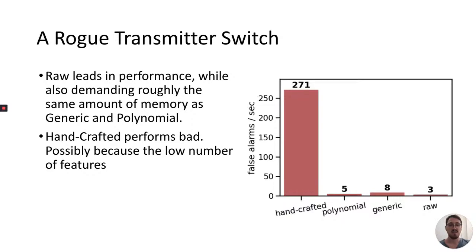We see that in this respect, the raw feature set performs slightly better than the polynomial and the generic. Because it requires about the same amount of memory, we consider it the winner here. The performance of the handcrafted feature set is a lot worse than the other options. One possible explanation is that its dimensionality, the number of features per segment, is too low.